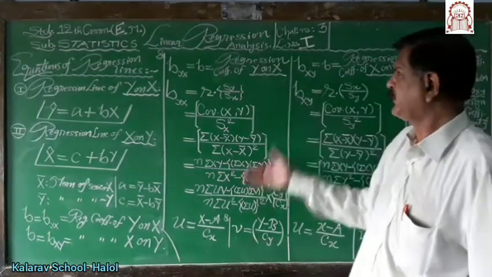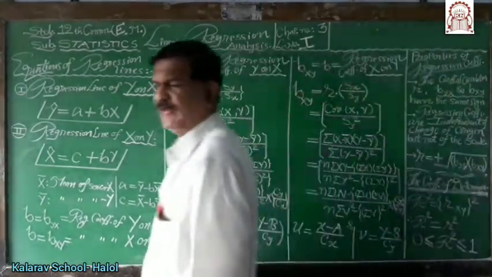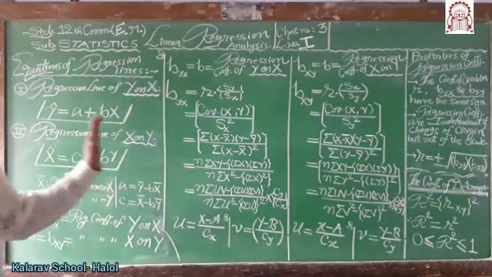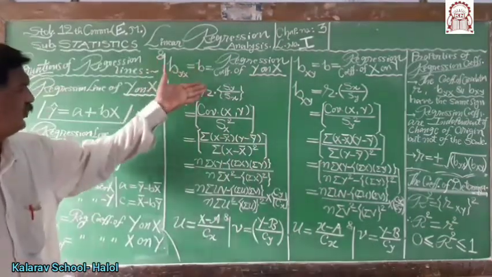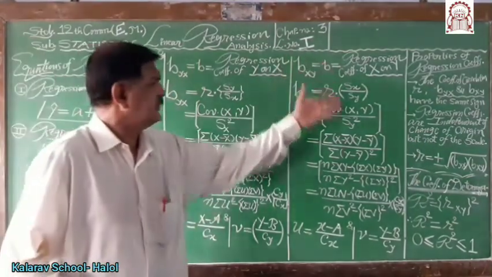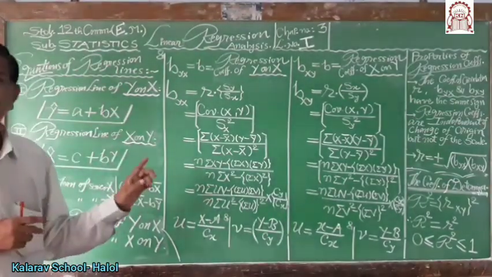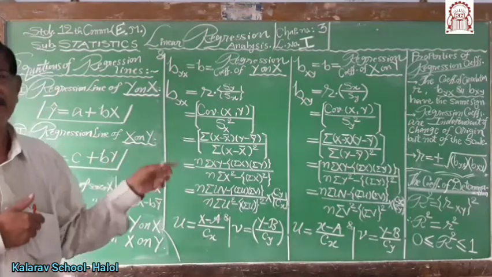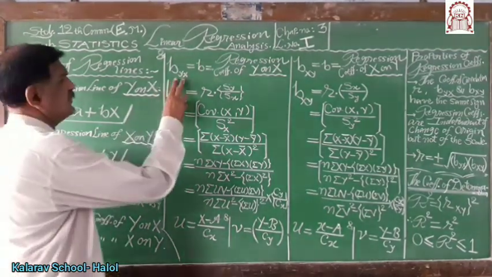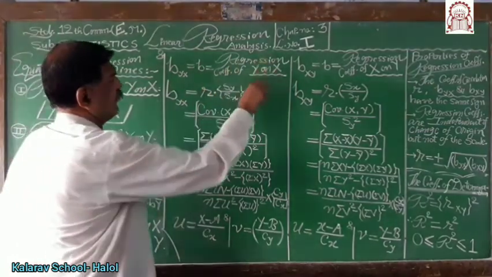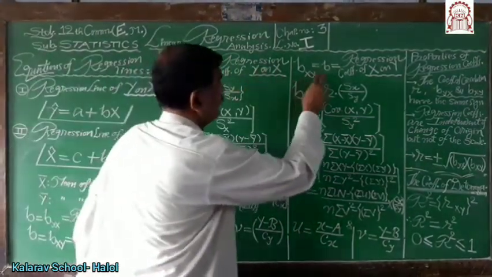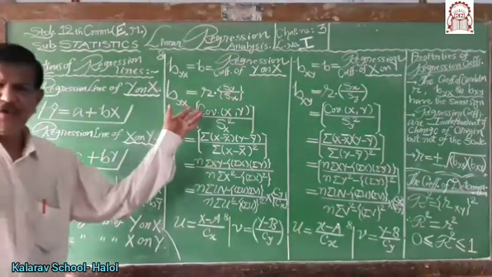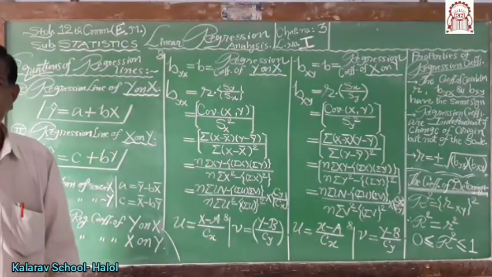How to compute byx and bxy, the regression coefficients? Generally you have to write on this page, on the left hand side byx, and on the right hand side page bxy. This is all the fundamental and basic material of this chapter. Byx is the regression coefficient of y on x, and bxy is the regression coefficient of x on y. Now, different formulas for calculating byx.